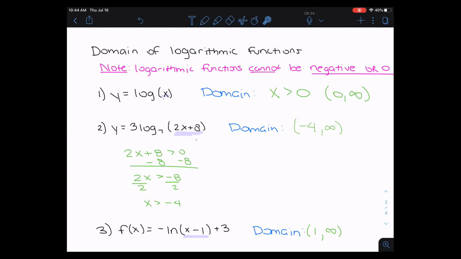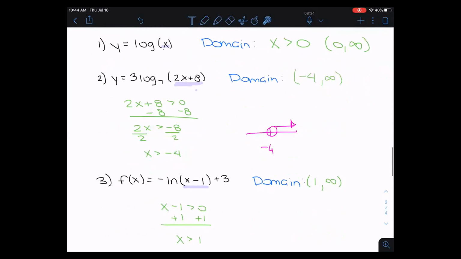And then if we solve, we subtract 8 from both sides. We get 2x over negative 8, divide by 2. We get that x is greater than negative 4. So now here, if you graph this out, you're going from negative 4, and this is anything greater than negative 4. So this is going from negative 4, not included, up until infinity. So it just keeps going. So that's the domain for that one.